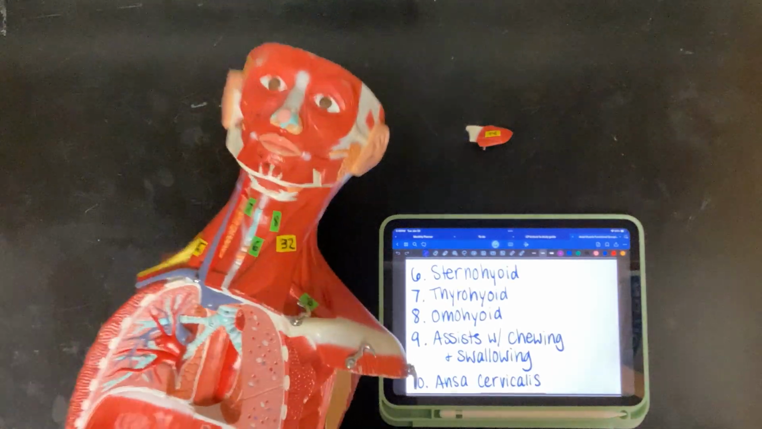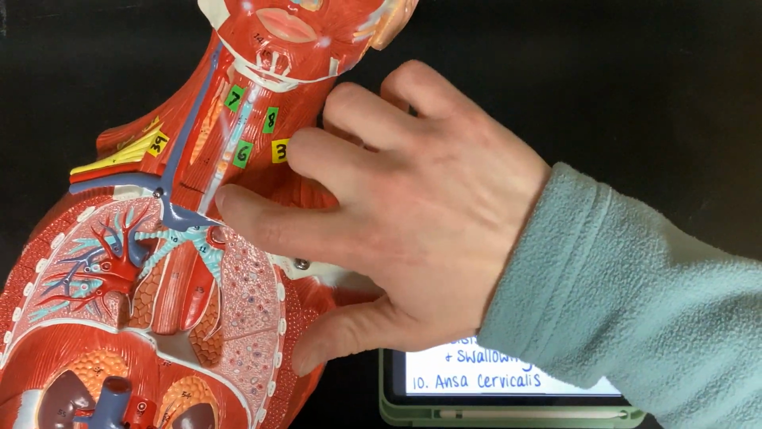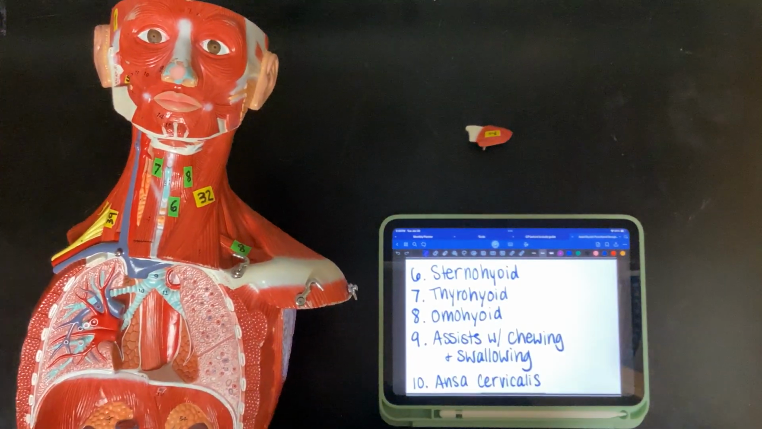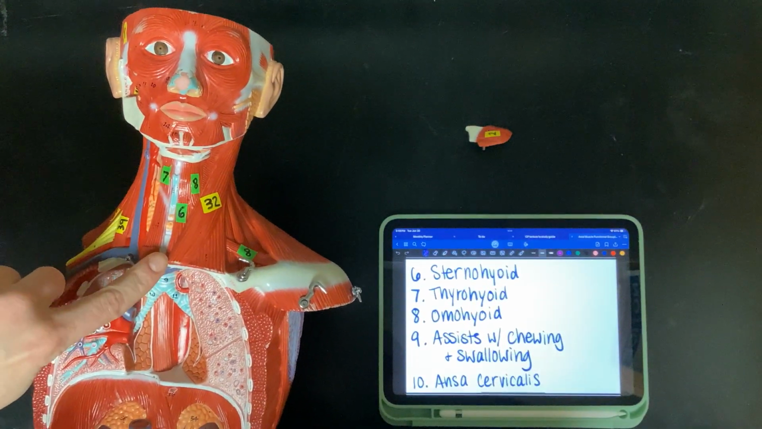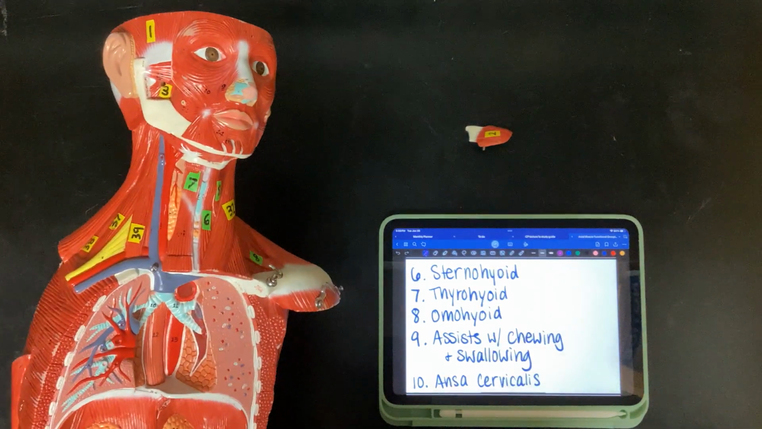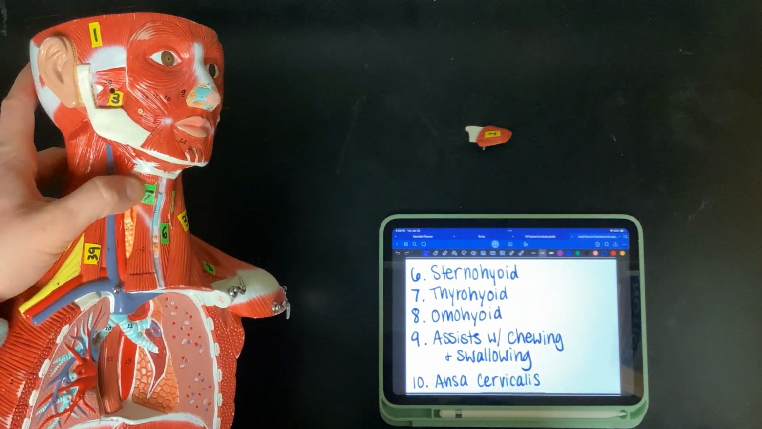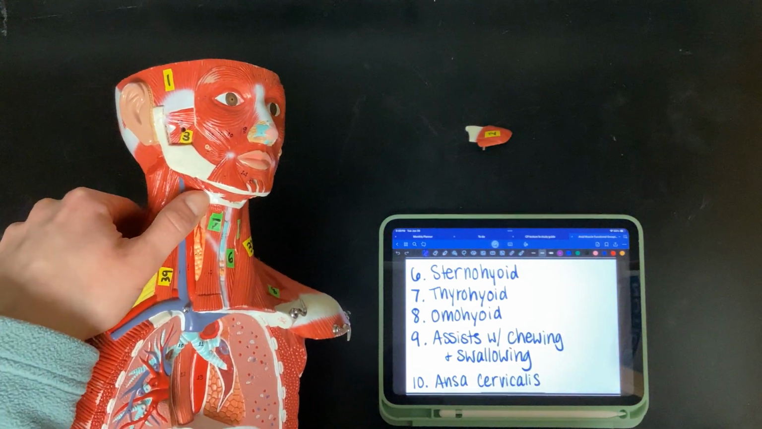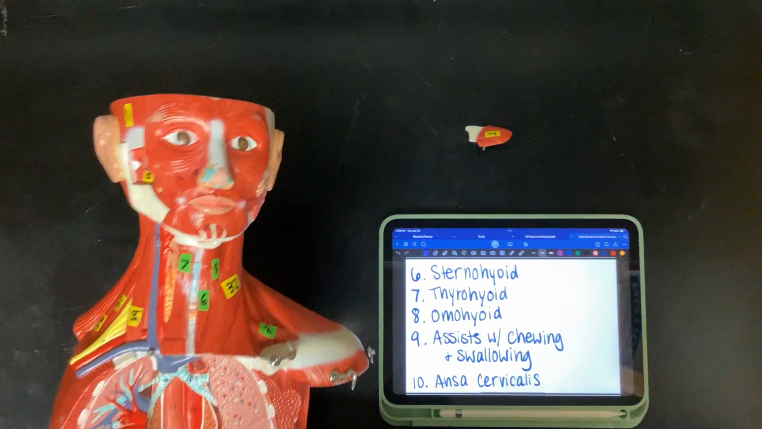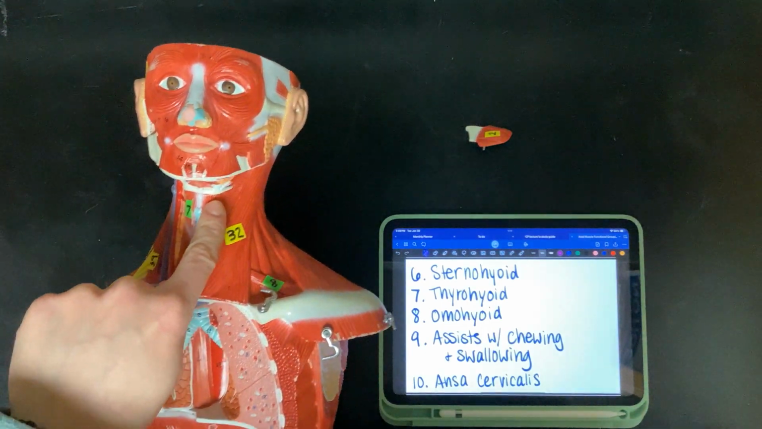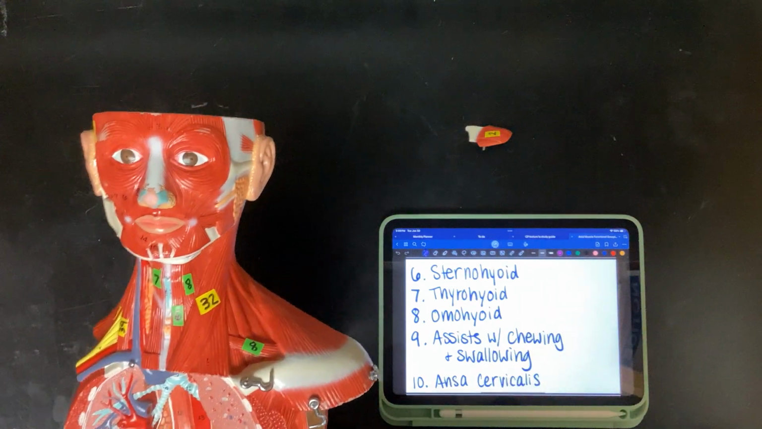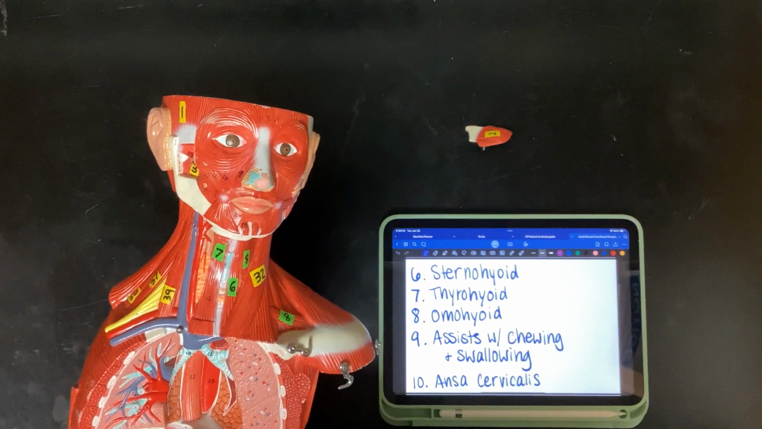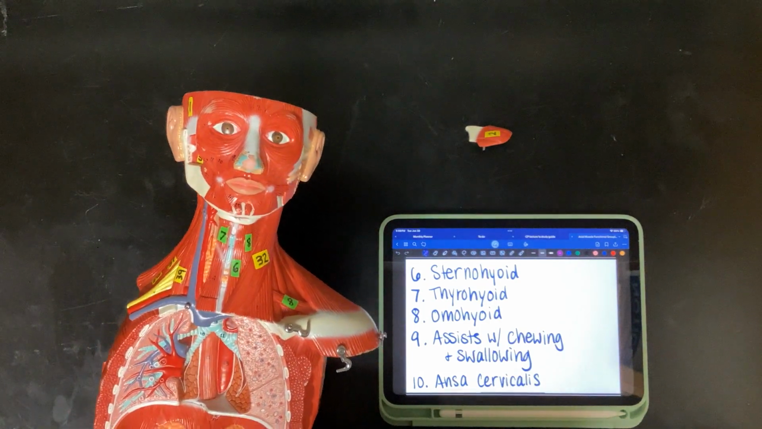Next we have your sternohyoid. Let me get a better angle. So this is your sternohyoid, running from the sternum to the hyoid. 7, this is your thyrohyoid, running from your thyroid to your hyoid. And then 8 is omohyoid, which runs down and out. All these muscles assist with chewing and swallowing and are innervated by ansa cervicalis.